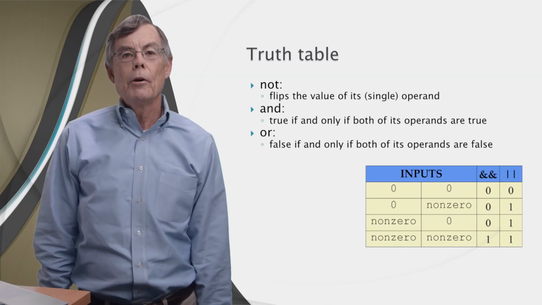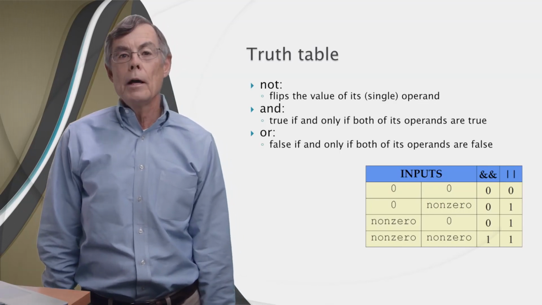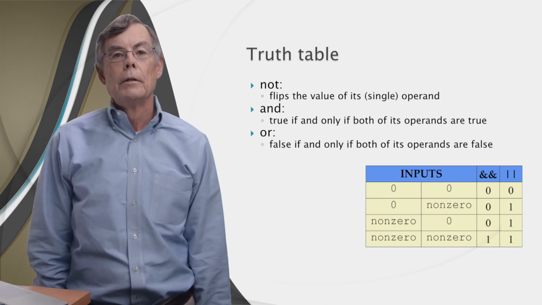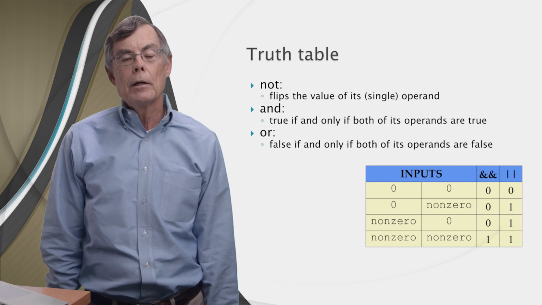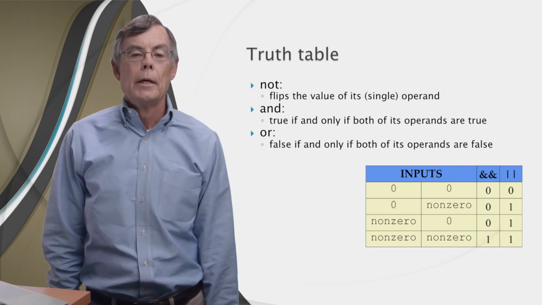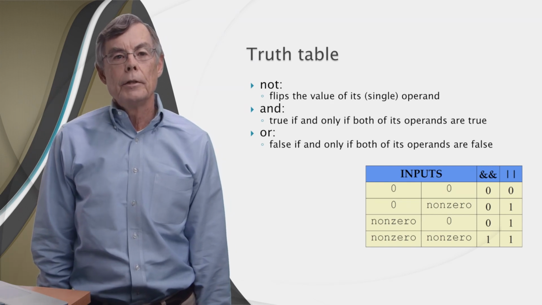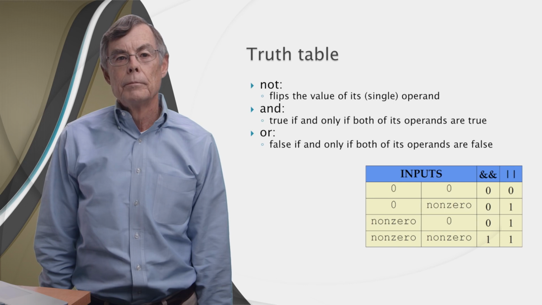And here's a version showing the inputs from the standpoint of MATLAB, where 0 means false and non-zero means true. As you can see, there's a 1, which means true, in the and column, only when both inputs are non-zero. And there's a 0 for false in the or column, only when both inputs are 0.